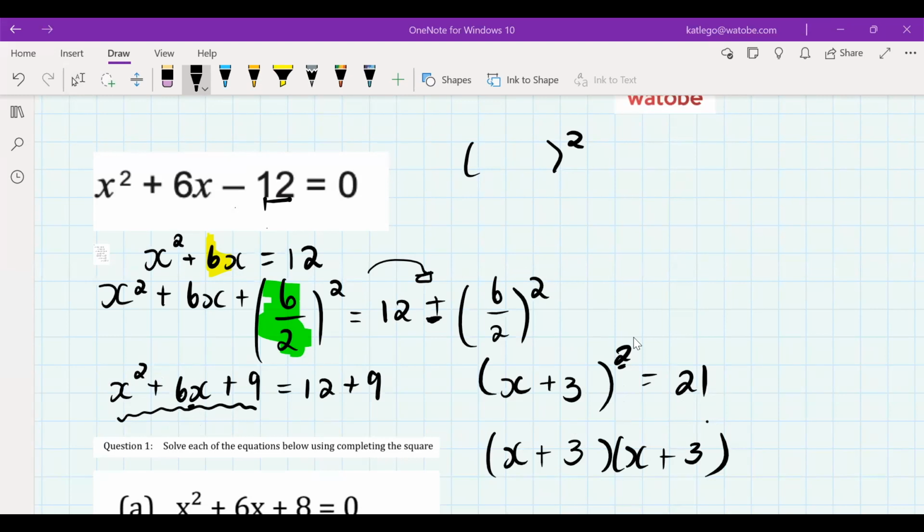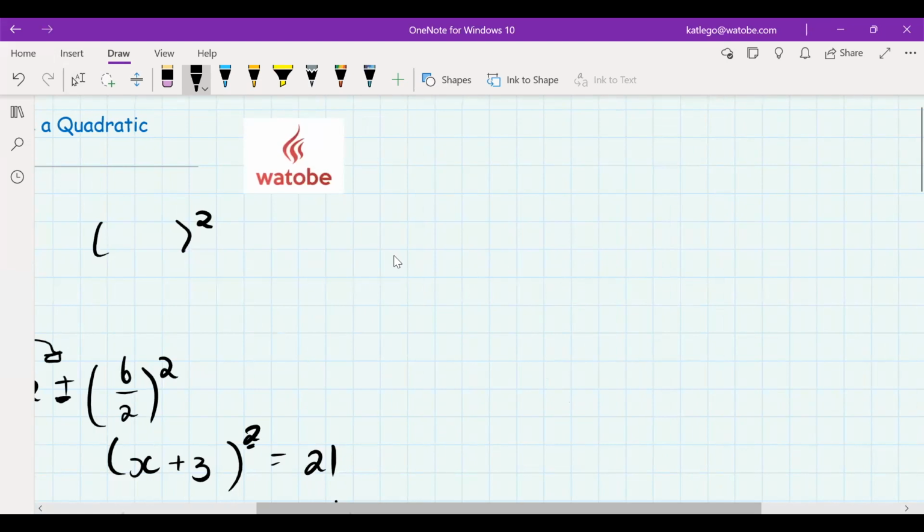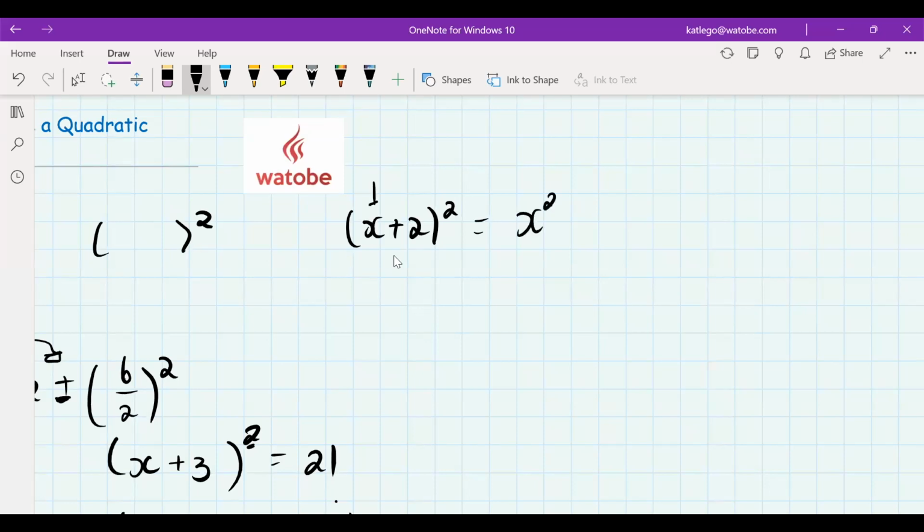Because remember, maybe I should show you the other way around to explain why we halve it. When we have a square bracket, x plus 2 squared, the shortcut way, we say x squared. So you always say the first term squared, and then plus these 2 times, so x times 2, and then you double it. So plus 4x, plus the last term squared, which will also give you 4.